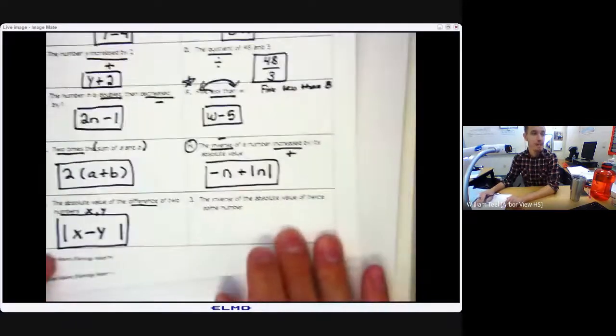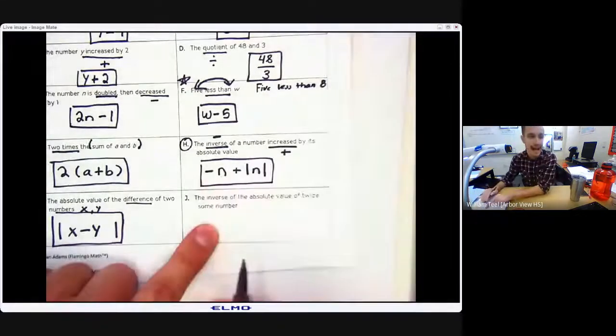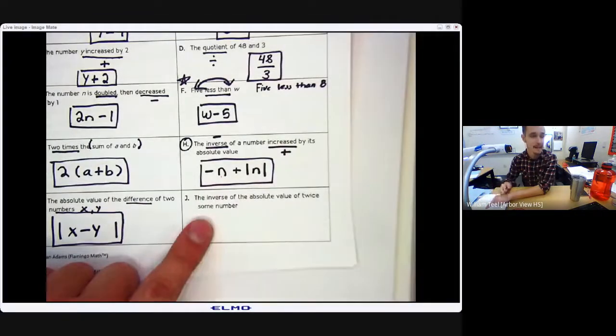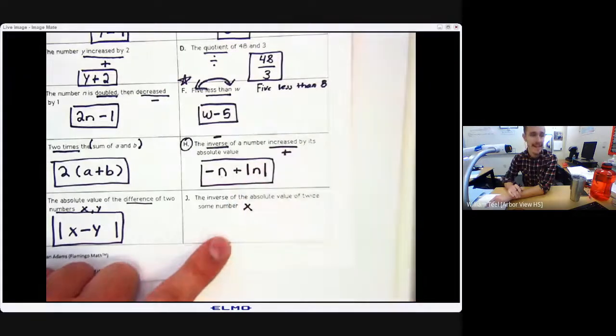All right, moving on to part J, the inverse of the absolute value of twice some number. Once again, some number means you're going to have to assign a variable here. Doesn't matter which variable you assign. I'm going to go ahead and assign x just because I like x's.